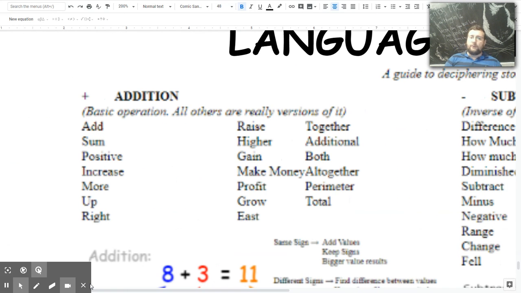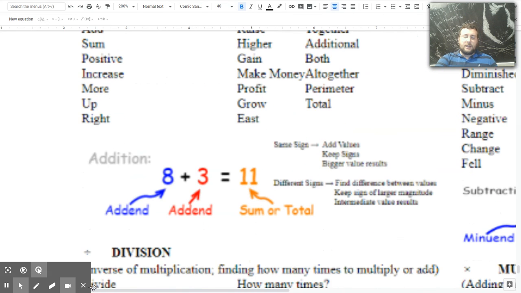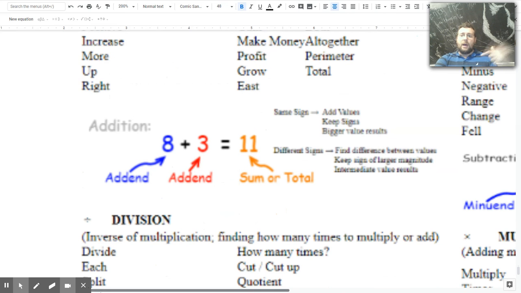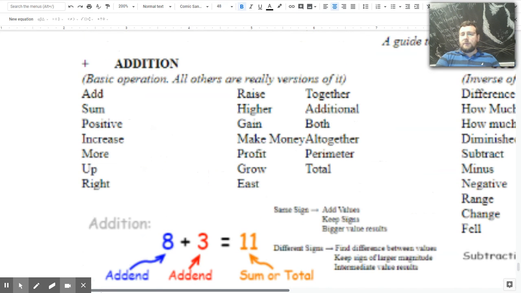And so adding is really the basic operation. All others are versions of it, because subtraction is just a version of addition. Multiplication is just adding many times. And division is just trying to figure out how many times you have to multiply. So addition is the basis of all math. I hope this makes sense to you guys.